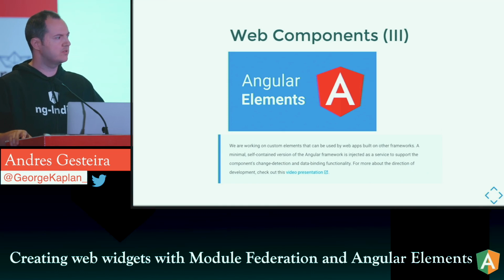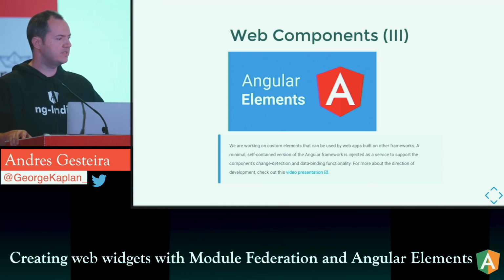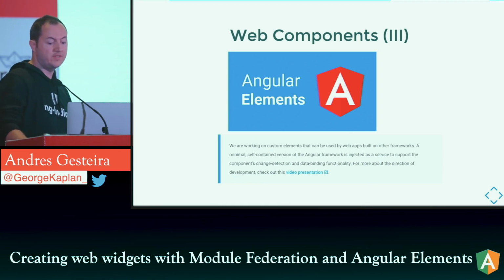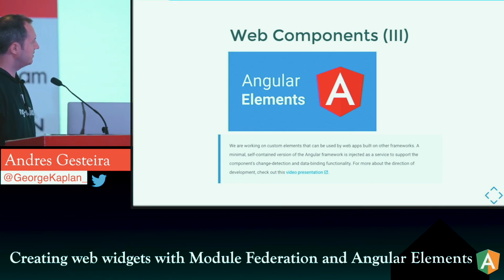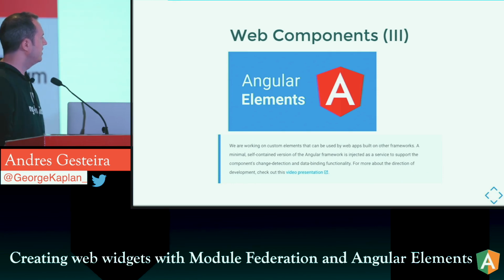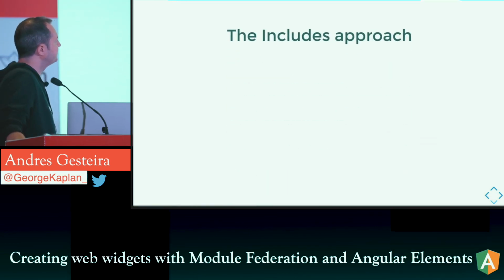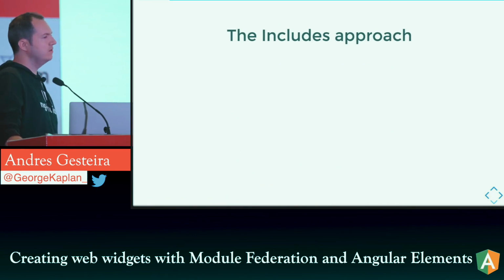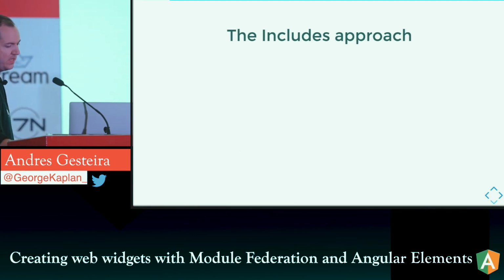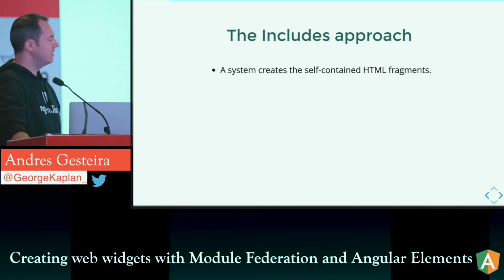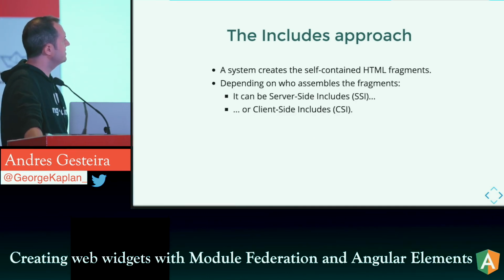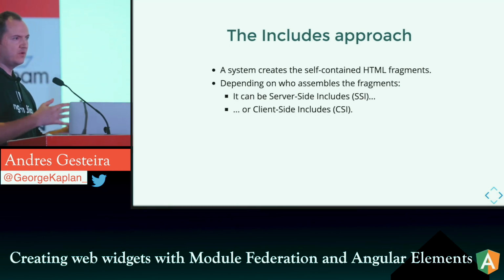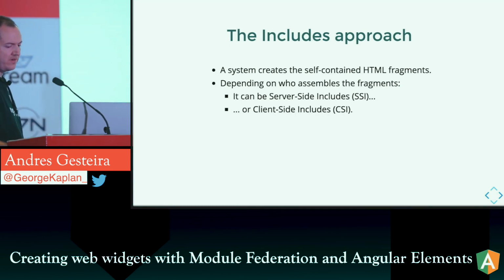And so these instructions, such as, for example, change detection or data binding, have to be understood by the web component. So that's why it comes with this extra, let's say, core of the framework. And then there is a third approach to create microfrontends, and it's called the includes approach. And it can be both server-side or client-side, depending on which system actually renders the HTML fragments, right?